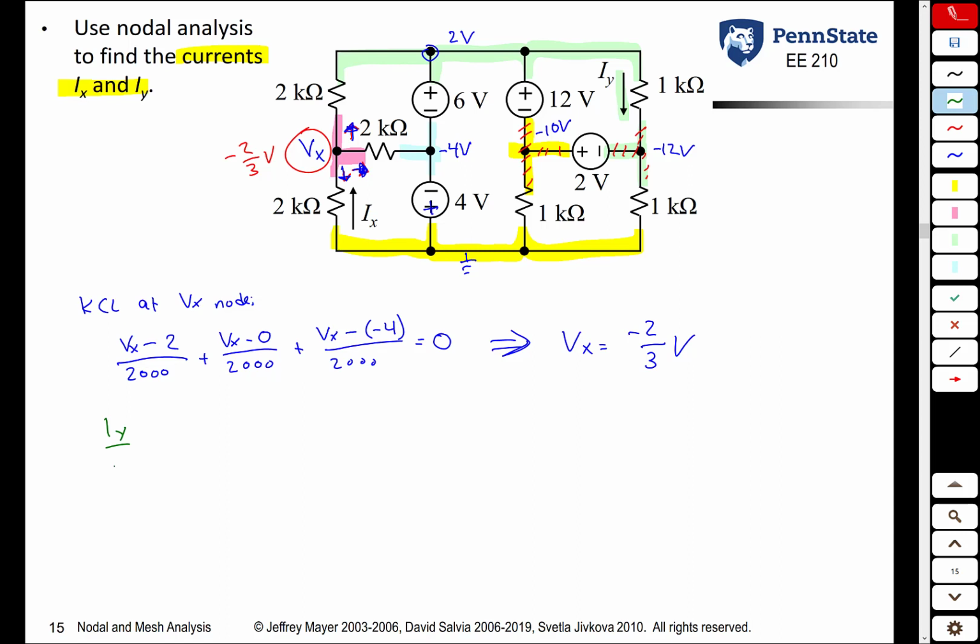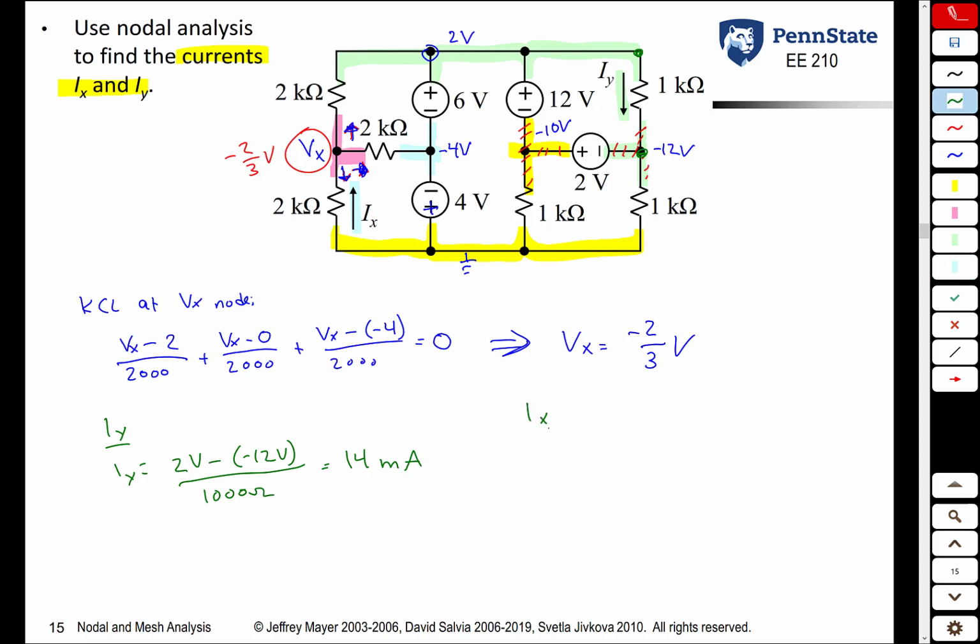So Iy, the voltage at the coming from node is that node, 2 volts. The voltage at the going to node is negative 12 volts. So it's 2 volts minus negative 12 volts divided by the resistance 1000 ohms. You work that out, you get 14 milliamps. So Iy is 14 milliamps. We were then asked to find Ix. Ix is the current through this 2 kilo ohm resistor on the bottom left of the circuit. Specifically, it is the current going up.